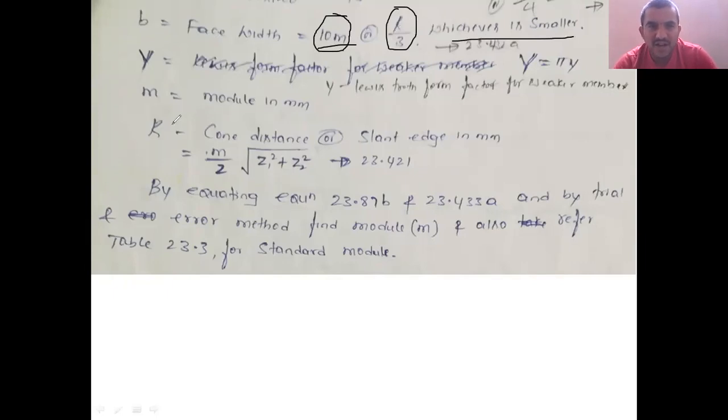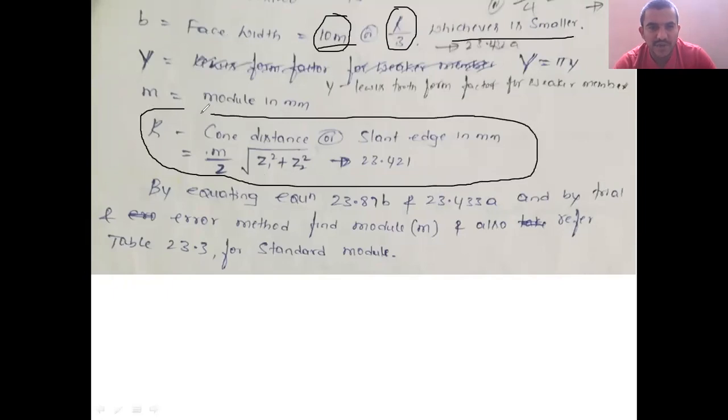Again, how do you calculate R? R is the cone distance, that is equal to m by 2 square root of Z1 square plus Z2 square. It is 2, make that correction. It is m by 2 square root of Z1 square plus Z2 square. That we can get in the data handbook, 23.421, the cone distance or slant edge.